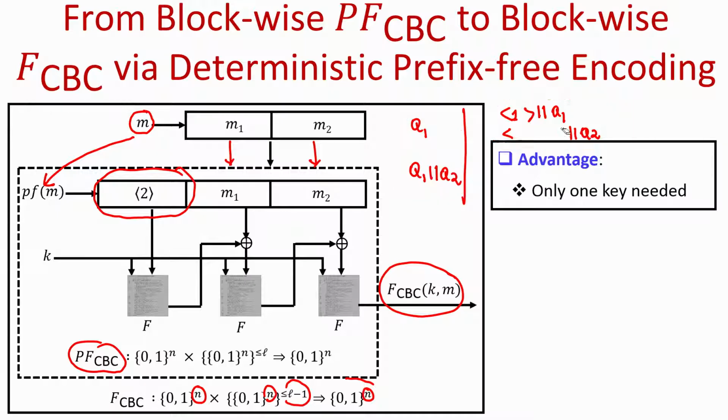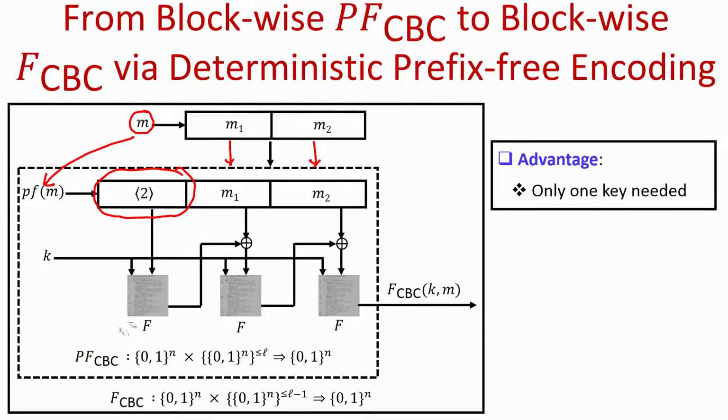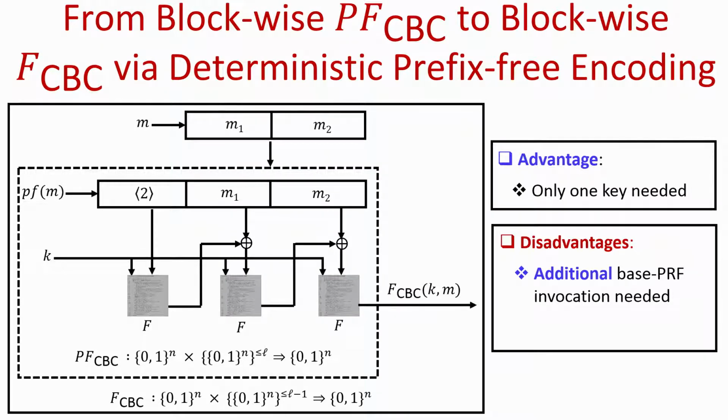So, if we see the advantage of this construction, namely this way of constructing a blockwise fully secure PRF via deterministic encoding, then the advantage is that we need only one key, unlike the encrypted CBC PRF where we need to operate with 2 keys. However, the disadvantages are as follows, right. We need an additional PRF invocation for this additional block which we are introducing here. Ideally, we expect a PRF where the number of base PRF invocations is the same as the number of blocks in the message, but in this overall construction we need one additional invocation of the base PRF.